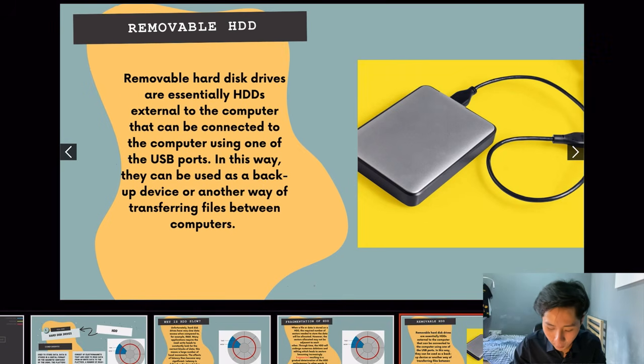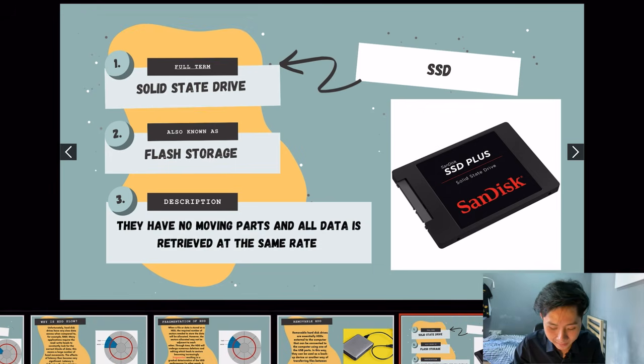Okay. So another type of HDD is the removable hard disk. We all know what they are. They are not stored internally in the computer, but they allow you to carry stuff away. And that's HDD. An improved version of a hard disk drive would be the SSD, the solid state drive. Another name for it is flash storage.